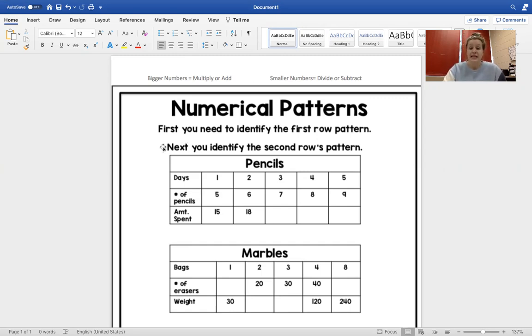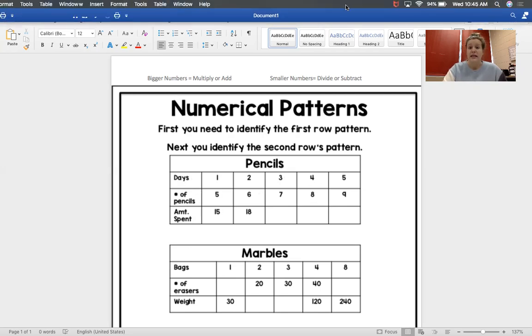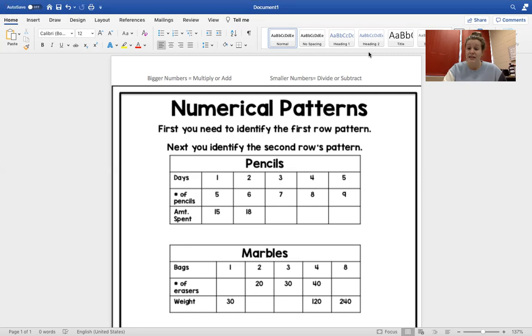So, first thing that I want to point out is you can see that there are 3 rows in our data, which we haven't really seen yet. That's okay. We have to look at our days first, then we look at our number of pencils, then we have the amount spent, right? So on day 1, they had 5 pencils and they spent $15. Well, it's really hard to look at all 3 of those lines of data together.